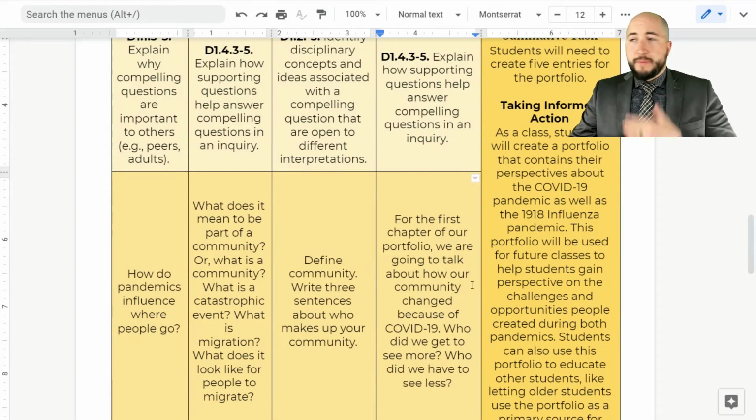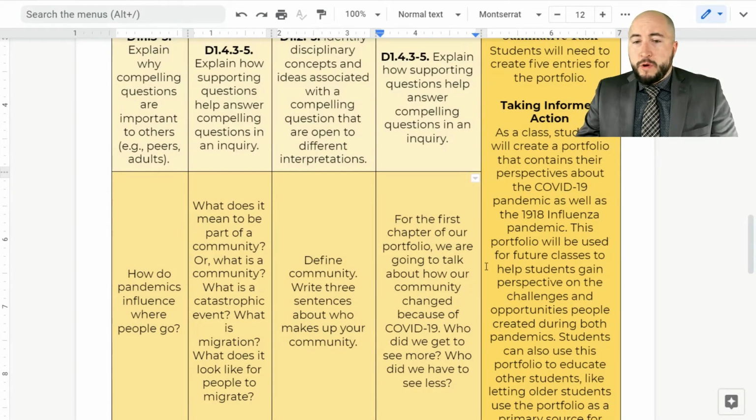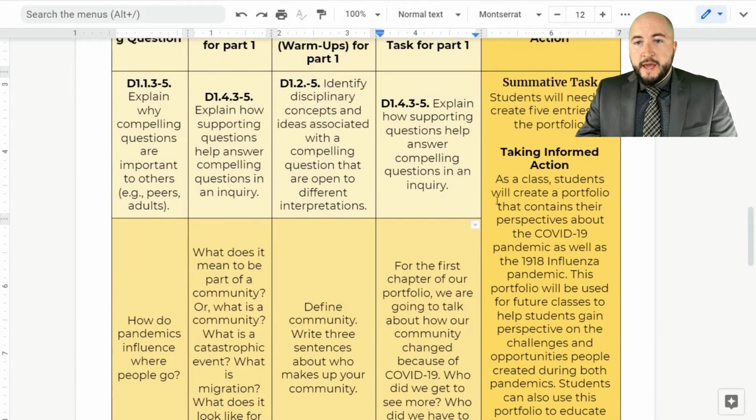And then finally, for the sake of time, I already wrote out this last piece here. So if you want to pause me and read these, you're more than welcome to. I wrote, for the first chapter of our portfolio, we are going to talk about how our community changed because of COVID-19. Who did we get to see more? Who did we get to see less? And I'm connecting this all together. This connects to the compelling question that I wrote, the supporting questions, the warm-up activity, and our final piece.